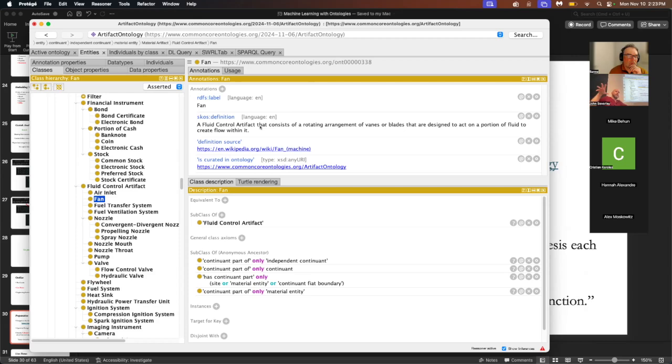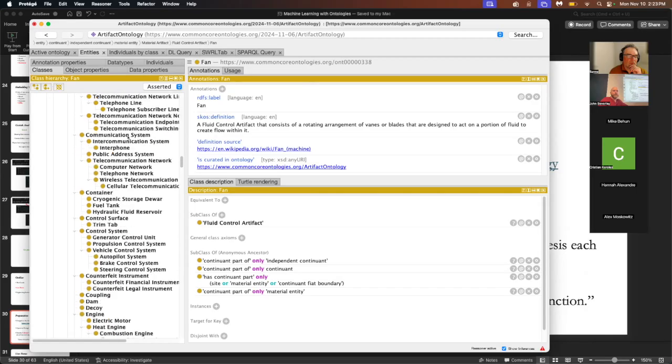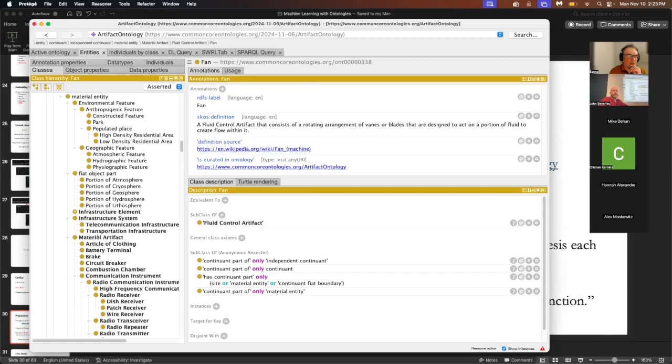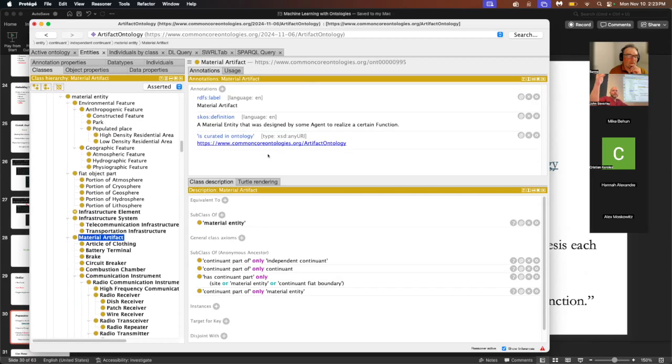So there's an implicit bigger model, and also a bigger model that's connected up to functions, as was described earlier. If you just go up to material artifact, material entities, all of these are designed by some agent to realize a certain function, right? So it's right there at the top, and they're all supposed to inherit that.